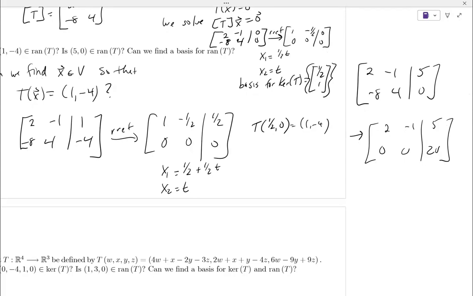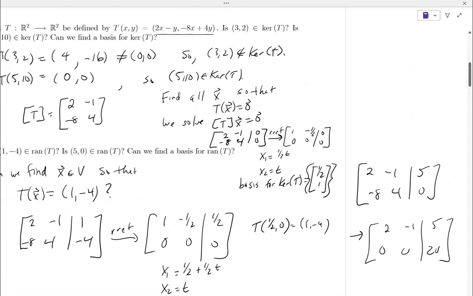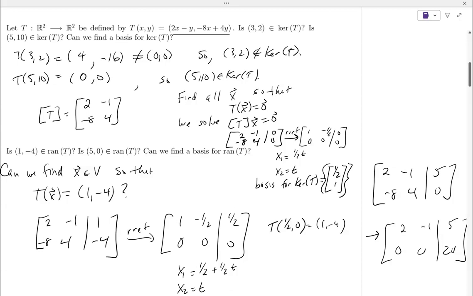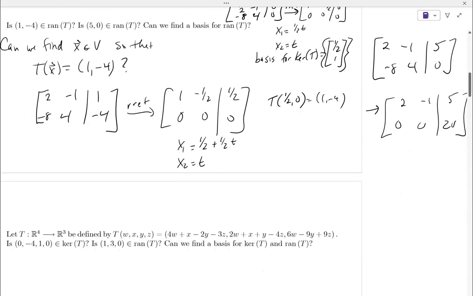Range is the set of all possible outputs, right? That's what range means. Put absolutely everything in that you have in your domain, every output that you possibly get, that's the range, right? So it's everything that gets hit, if you will, by the function. In this case, how have we represented the transformation? Well, we've represented it as matrix multiplication, haven't we? So as far as the range goes, we think about it in terms of matrix multiplication.